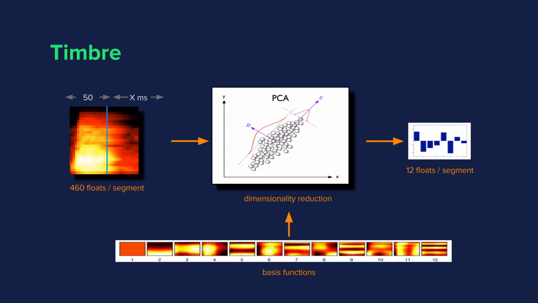And if you're really into spectrograms, we have these basis functions that we use in order to do this dimensionality reduction. So this is your loudness, this is your flatness, et cetera, et cetera. And we result in these 12 floating segments that are generally centered around 0.